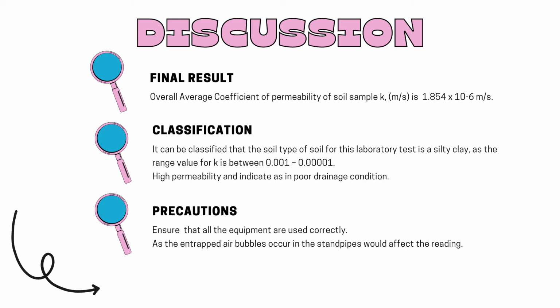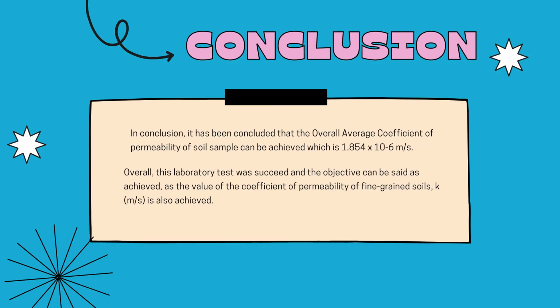For precautions, ensure that all the equipment is used correctly, as entrapped air bubbles in the pipes will affect the reading. In conclusion, the overall average coefficient of permeability of the soil sample can be achieved. The objective of this laboratory test can also be said as achieved, as the coefficient of permeability of ground soil is also achieved. That's all from me.